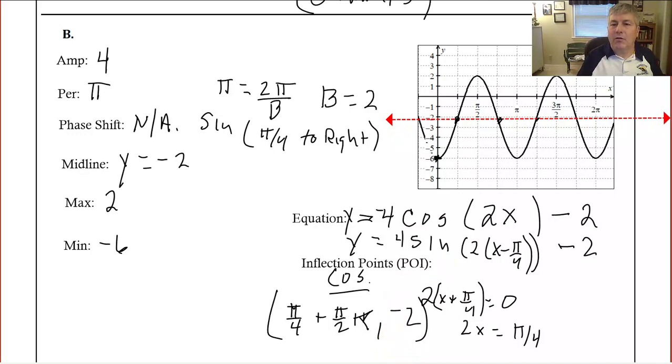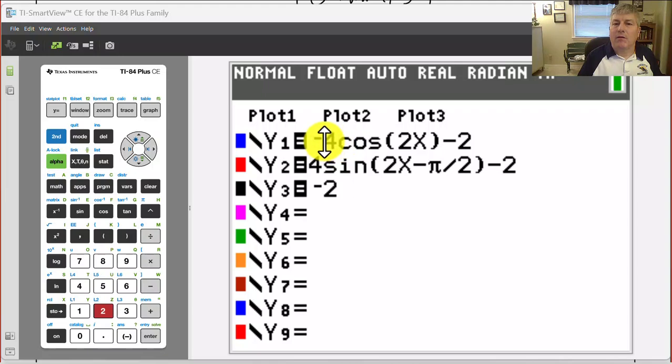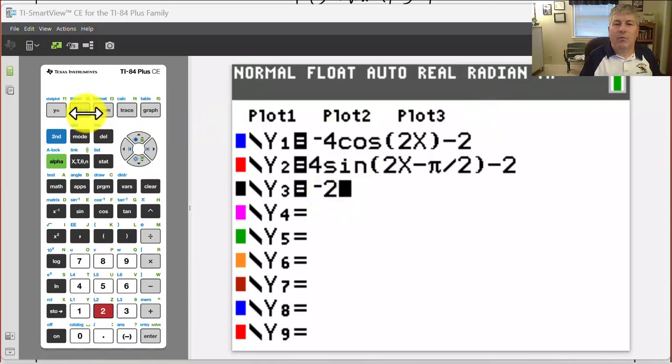And now let's go ahead and take a quick look at this on the graphing calculator and see what that looks like. So here I have input my cosine function, -4 cosine of 2x minus 2, my sine function, 4 sine of 2x minus pi over 2 minus 2, and I did my midline of y equals -2. Now let's go ahead and set our window and make sure that's appropriate and take a look at our function.